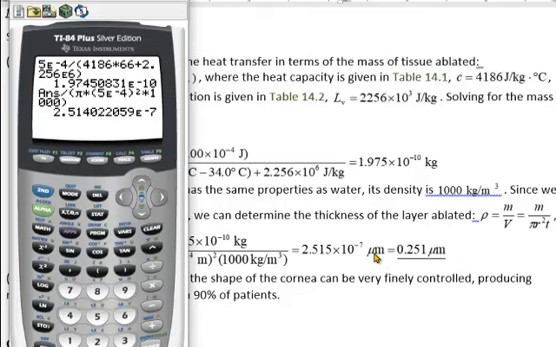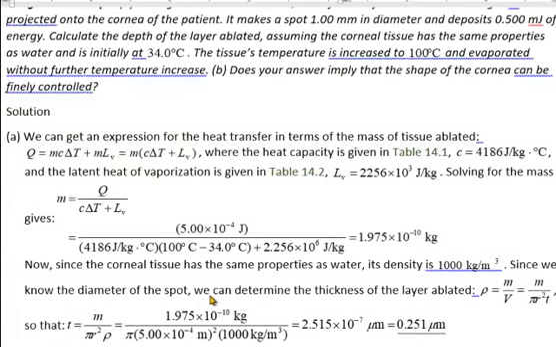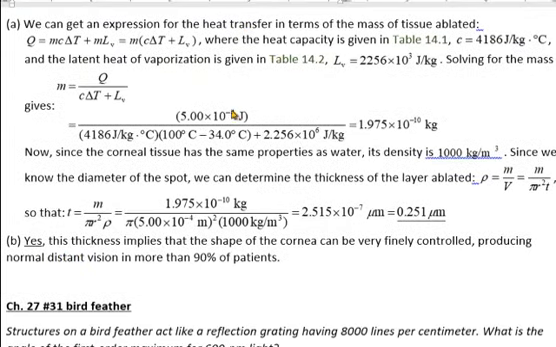Oops, here they made a mistake. This one actually should say meters right here. That's meters, and here it's correct, micrometers, so 0.25 micrometers. Let's see, what was the second question here? Does the answer imply that the shape of the cornea can be finely controlled? This thickness implies that the shape of the cornea can be very finely controlled, producing normal distant vision in more than 90% of the patients.